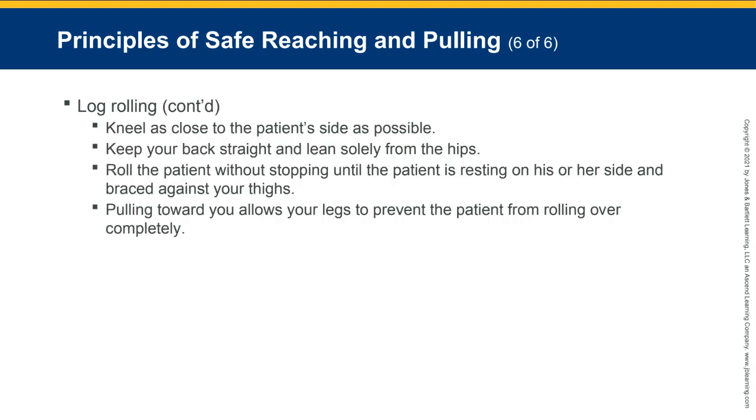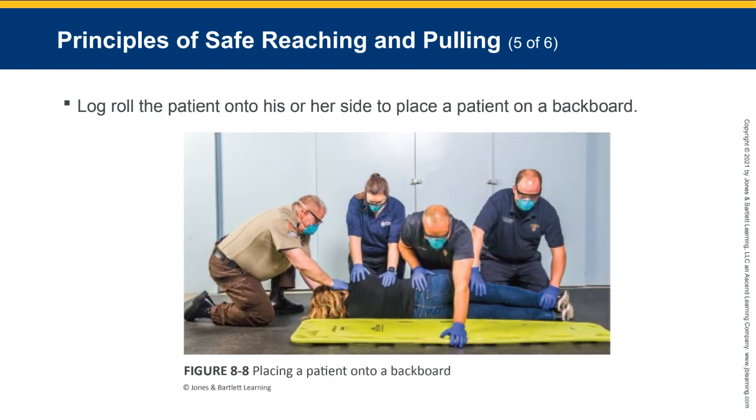Kneel as close to the patient's side as possible. Keep your back straight and lean solely from the hips. Roll the patient without stopping until the patient is resting on his or her side and brace against your thighs. Pulling toward you allows your leg to prevent the patient from rolling over completely. I'll show you this technique.